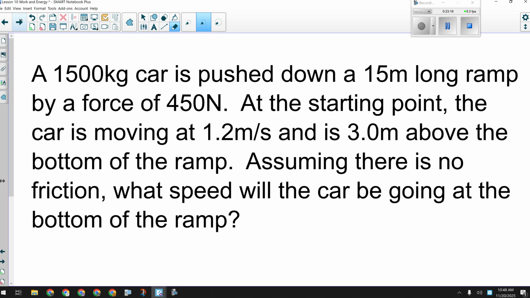Okay, write this one down, give it a try. Now, keep in mind that it says it is pushed down the ramp. Not just allowed to roll, it's pushed down the ramp.